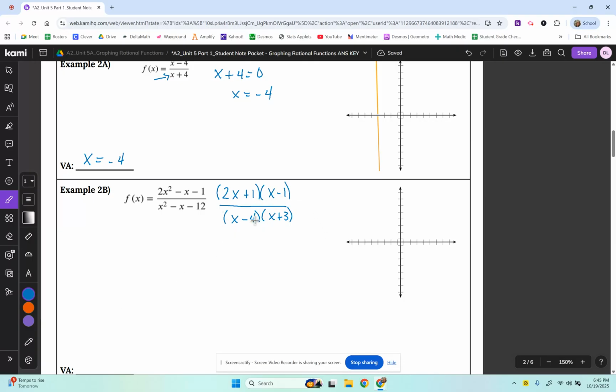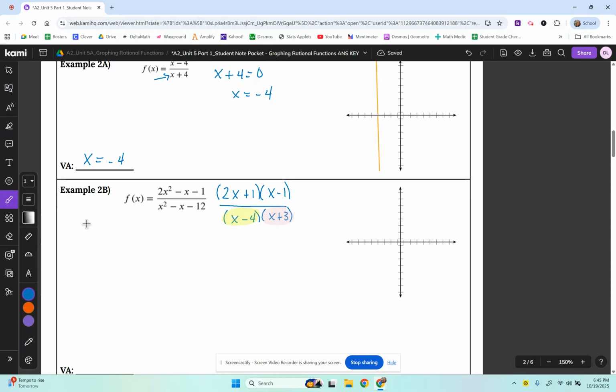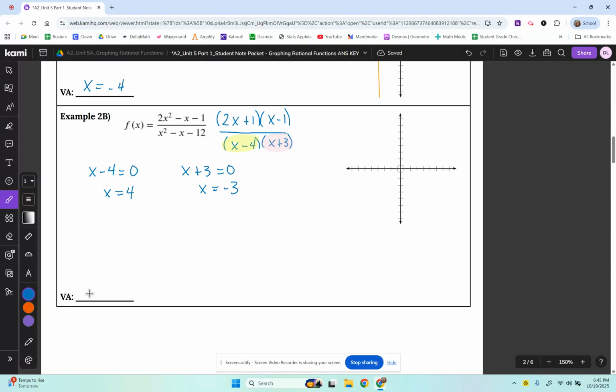And then we're going to look for vertical asymptotes. So we're going to take each one of our denominators. We're going to have this denominator and we're also going to have this denominator. So that tells me for this graph, I'm going to have two vertical asymptotes. Okay, so x minus 4 equals 0, so x equals 4 is one of them. And then x plus 3 equals 0, so x equals negative 3 is the other one. Okay, so I have vertical asymptotes at x equals negative 3 and x equals 4.